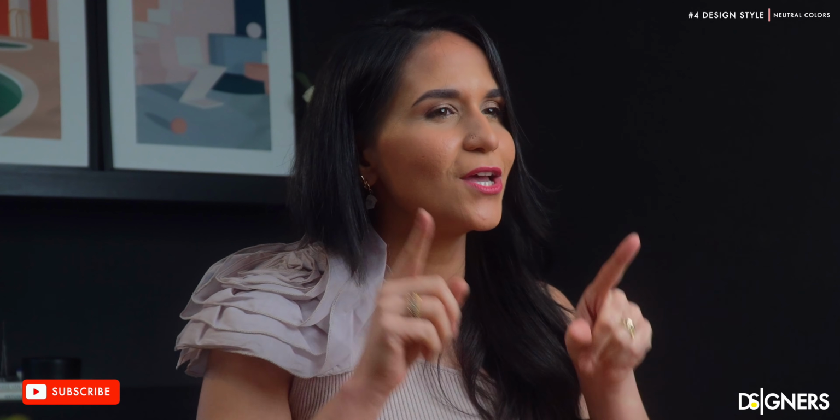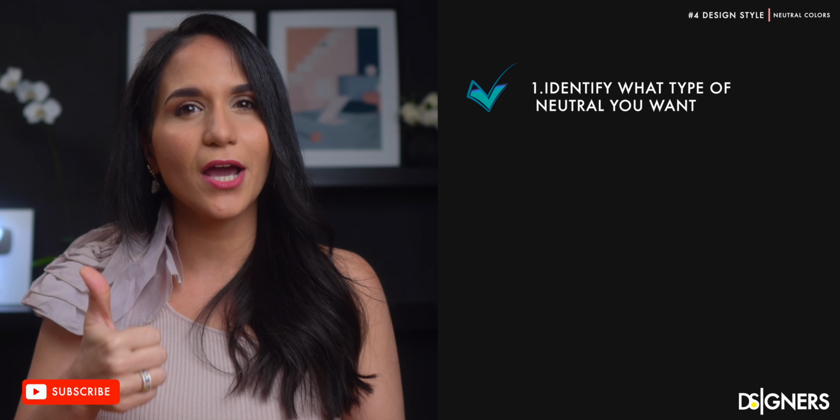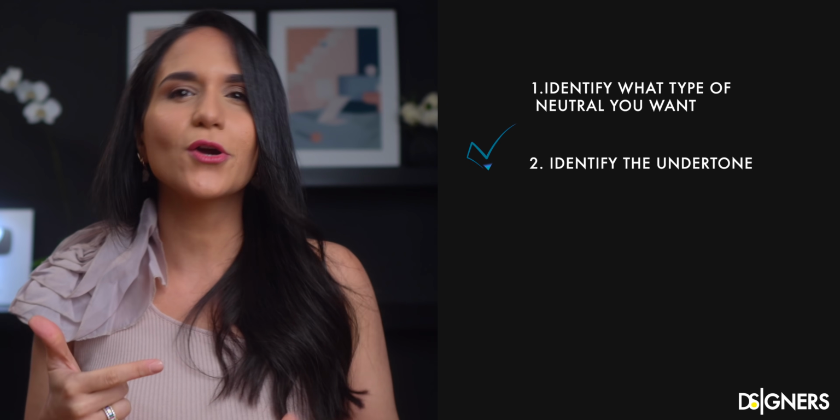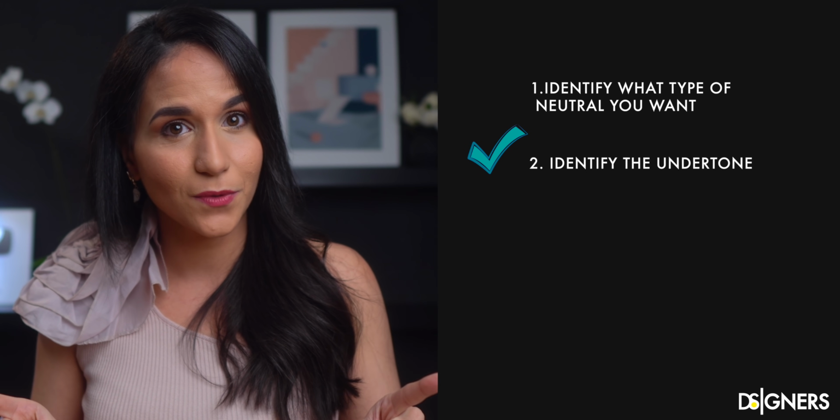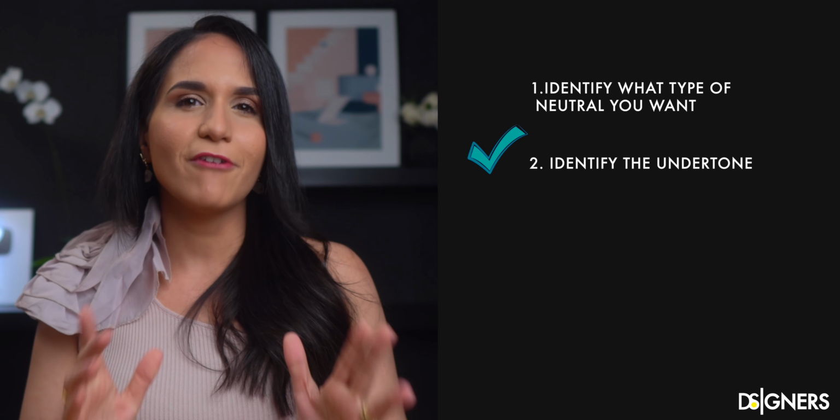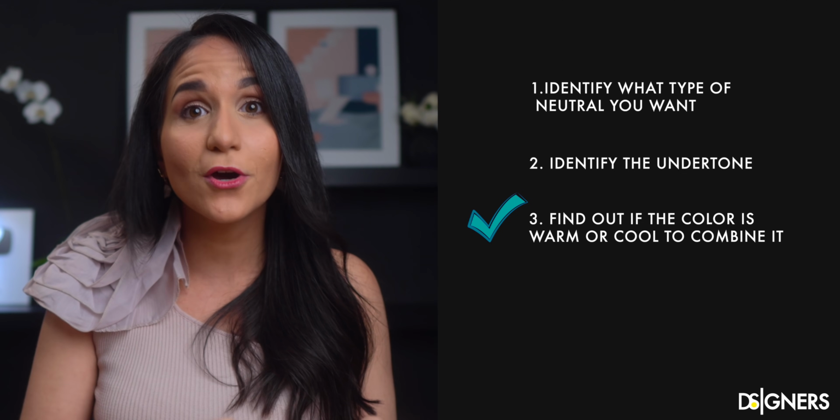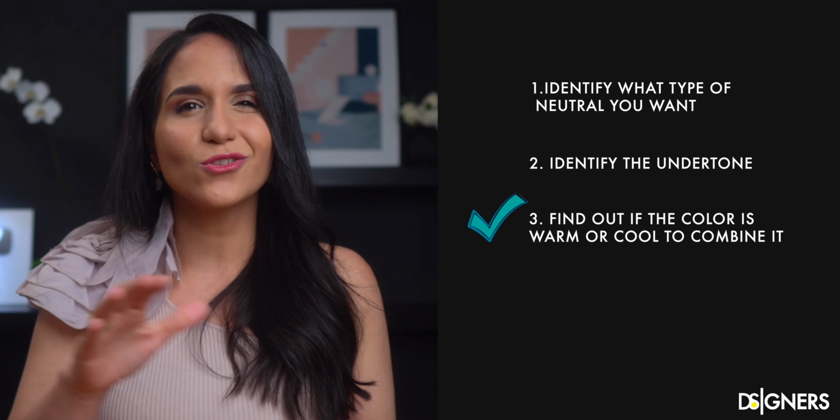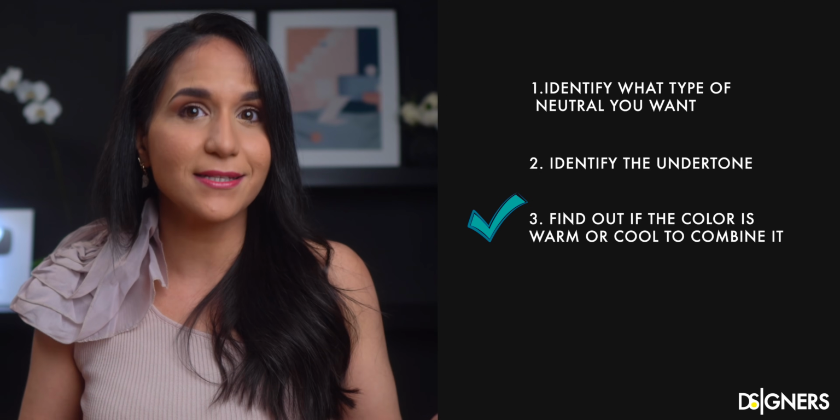So, remember, to choose a neutral for your interior, consider the following aspects. Identify what type of neutral color you want, a pure neutral tone or a near neutral tone. If you are going to choose a near neutral tone, remember to identify its undertone. Once you know the undertone, find out if that color is a cool or warm tone to combine them harmoniously using the color wheel and color theory. Evaluate if it is a tone that highlights your decoration, the other colors of the space, and the space's style.